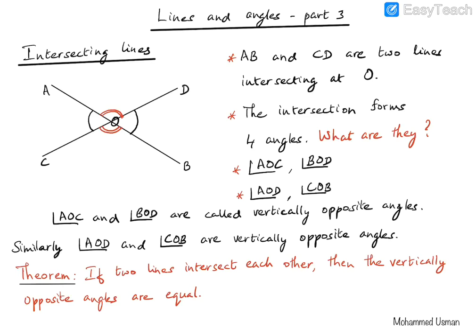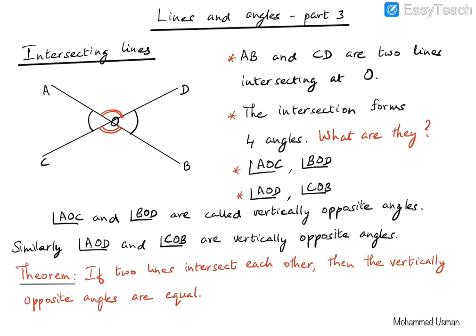Now, what the theorem says is that if two lines intersect one another, then the vertically opposite angles are equal. That means angle AOC is equal to angle BOD, and angle AOD is equal to angle COB. So that is, vertically opposite angles are equal. So what we have seen so far is that when two lines intersect, there are four angles that are formed, or in other words, two pairs of angles. And we have a theorem which says that the vertically opposite angles are equal.